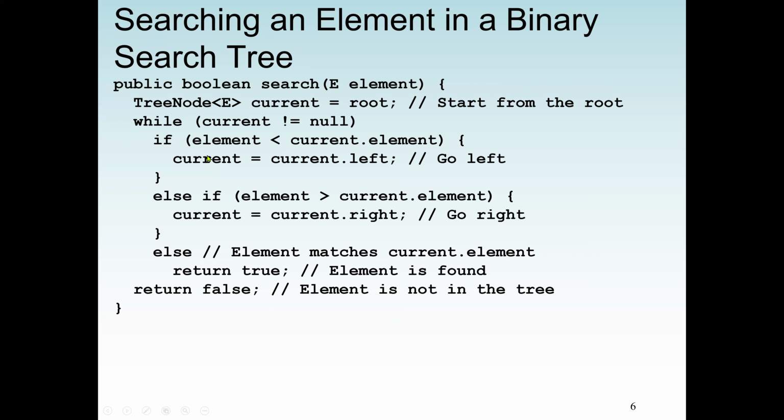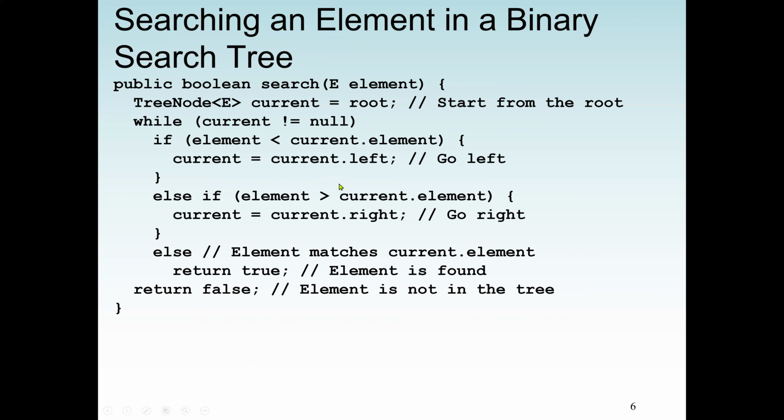We say that if the element is less than current.element, which means what we are looking for is less than the current, then we go to the left side. Otherwise, if it's greater, then we go to the right, so we assign current.right to current. Else, the element matches current.element, then we return true. If it doesn't match, we return false.